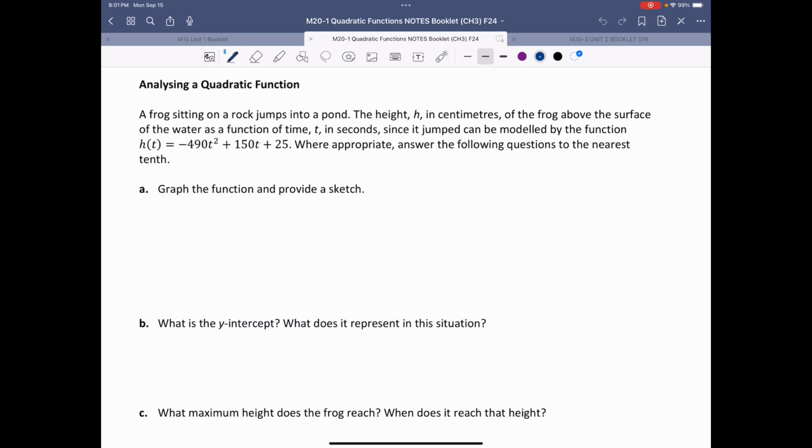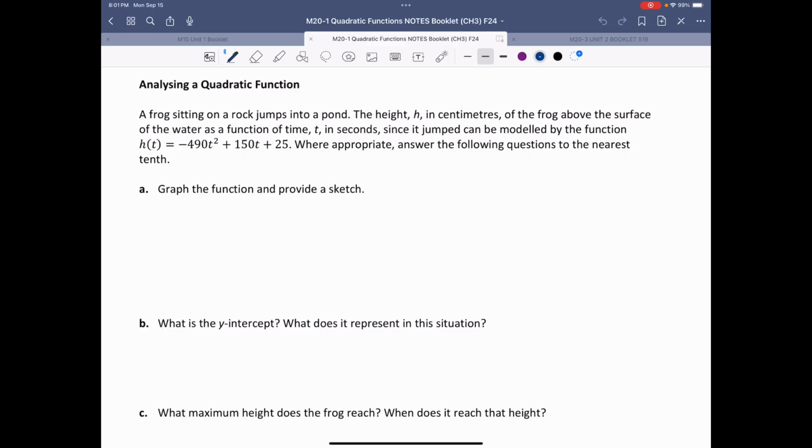Part A. Graph the function and provide a sketch. So, with our graphing calculators, if you're using a Casio, go menu and then number 5. If you've got an equation in there already, you have to delete it. So F2 for delete, F1 for yes. Then I'm going to enter my equation.